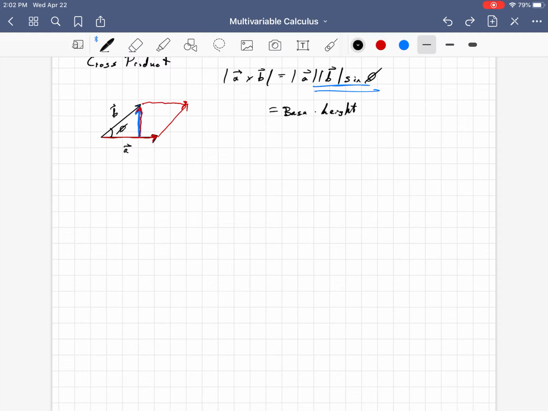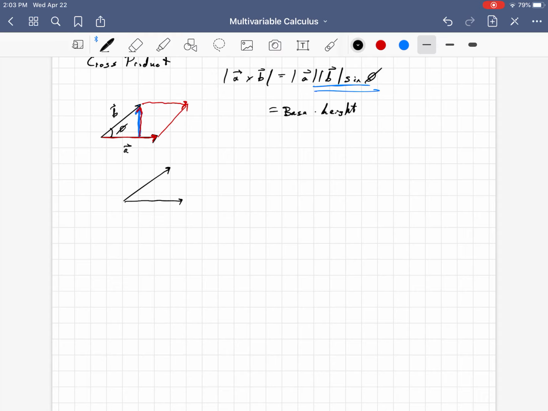Now notice I said that the magnitude of vector A cross vector B equals this expression here. So that implies then that the actual vector A cross vector B is a vector, not a scalar, because the magnitude of it is a scalar. So the thing itself would not be a scalar.